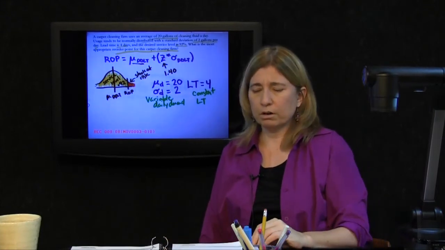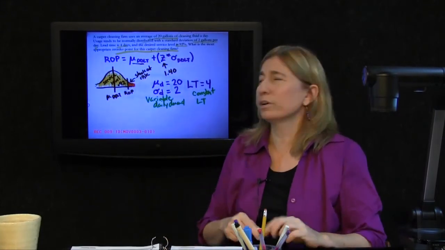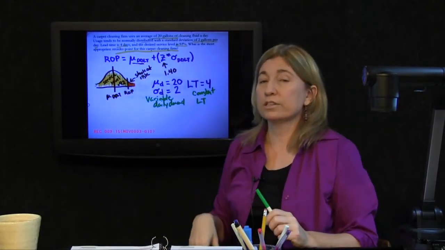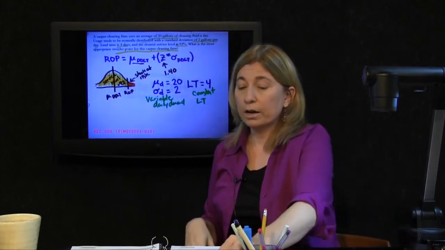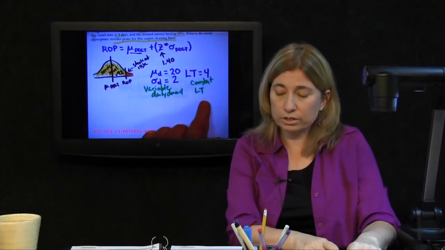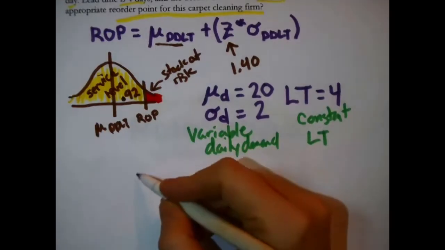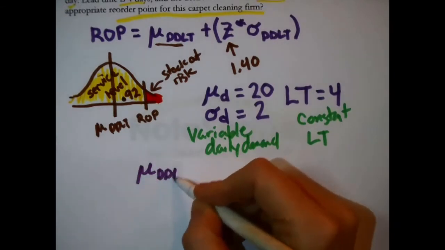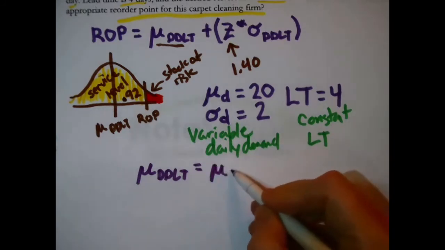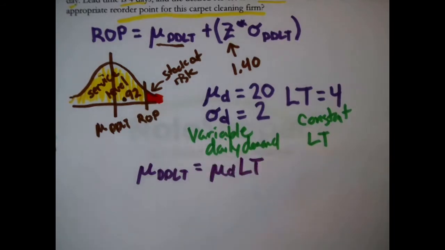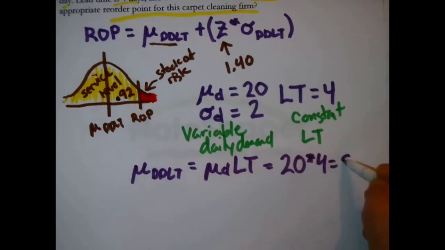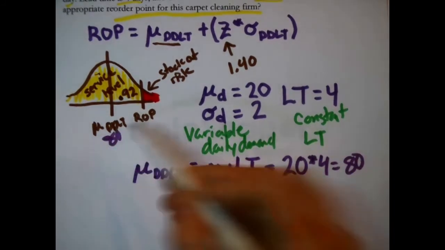You say, why is that important? Because that tells you what sub-formulas to use to find the average demand during lead time and the standard deviation in demand during lead time. Based on the fact that this is a variable demand, constant lead time case, your average demand during lead time, we were just reasoning through that. It's average daily demand times the length of the lead time. You use on average 20 a day, times 4 days. It's 80. The center of this curve for us is 80.